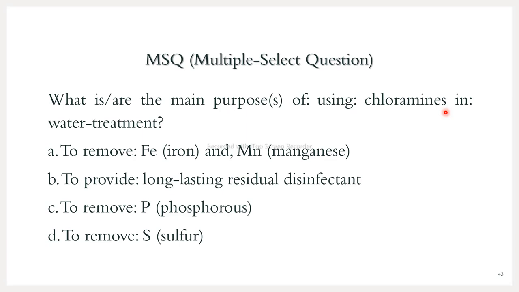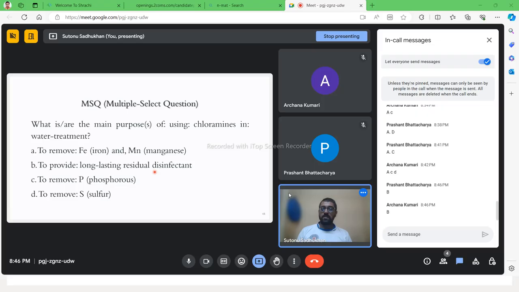If they are removed, which one of them is removed? That will be the option, and also whether option B is correct, to provide long lasting residual disinfectant. So you can see chlorine, it is a chlorine related compound. So I think option B will be correct only. Because chlorine comes into the picture whenever you need residual disinfectant to be present in your wastewater. Sorry, long lasting. This is true.